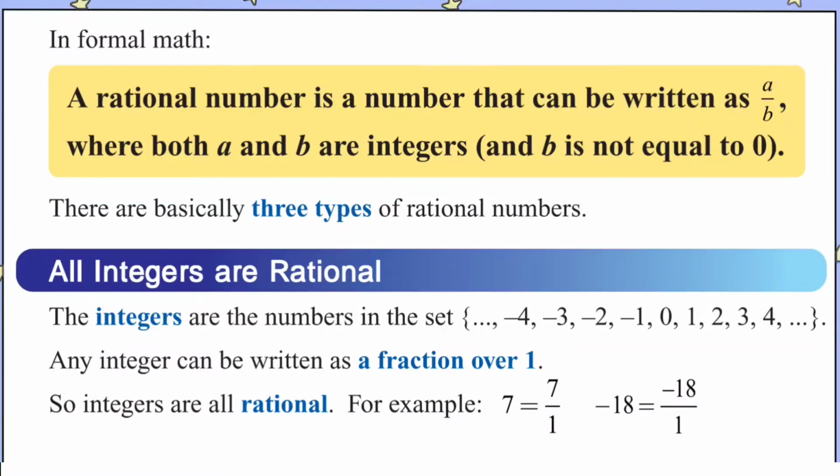Basically, 3 types of rational numbers exist. All the integers are rational. They're rational because every single one of these integers can be written or rewritten as a fraction simply by placing 1 as the denominator. See, it even works for 0.